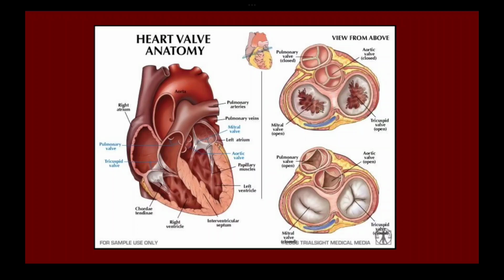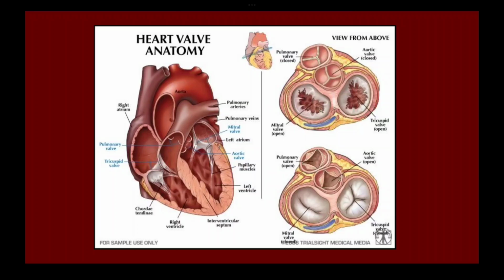So the heart valve anatomy: there are four valves present in the heart. There are two types basically, which are atrioventricular and the semilunar valves. The atrioventricular valves are of two types, which are tricuspid and bicuspid. And the semilunar valves are present between the pulmonary trunk and the right ventricle, and the left ventricle and the aorta as well.